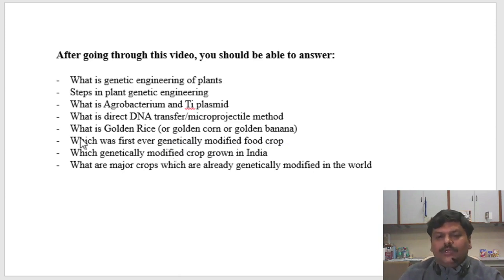microinjection. What is golden rice, or golden corn, or golden banana, and which was the first ever genetically modified food crop? I just discussed which genetically modified crop is grown in India, and what are the other major crops which are already genetically modified in the world. You can refer to that table as well as the figures in the previous slide.